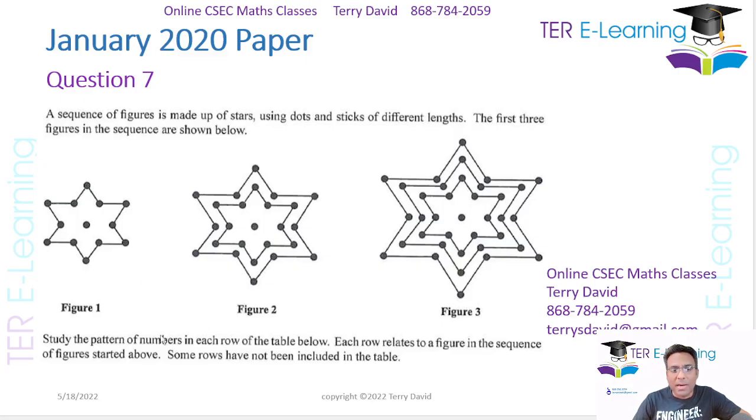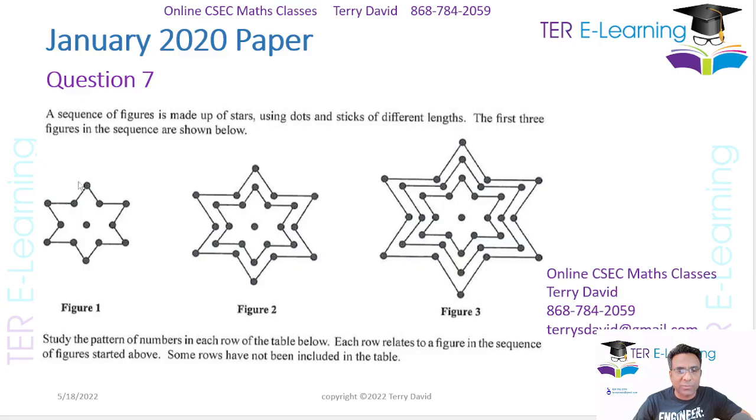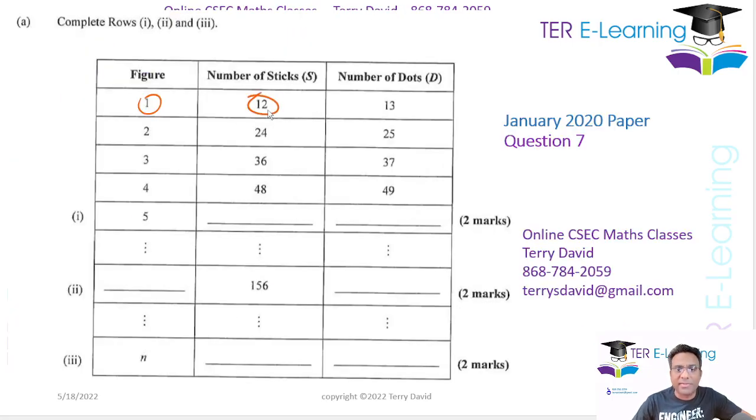Study the pattern of numbers in each row of the table. Each row relates to the figure in the sequence, and some rows have not been included in the table. So in figure 1, the number of sticks, they've counted this here: 1, 2, 3, 4, 5, 6, 7, 8, 9, 10, 11, 12. So you have 12 sticks, and that's where this number 12 came from.